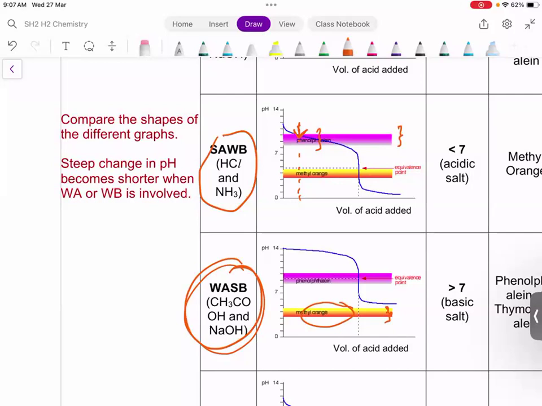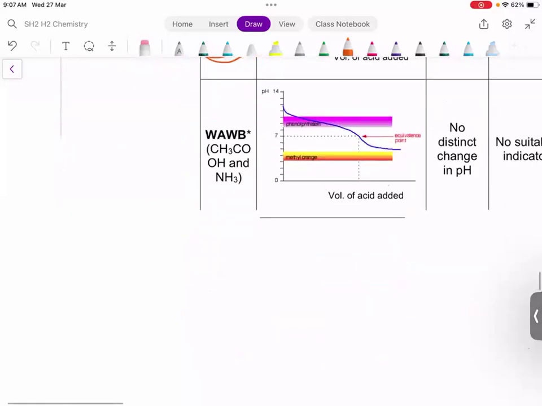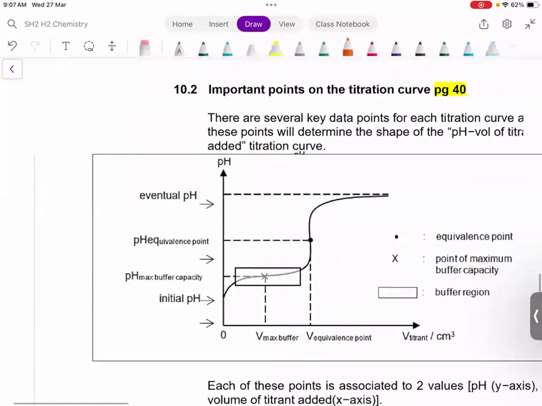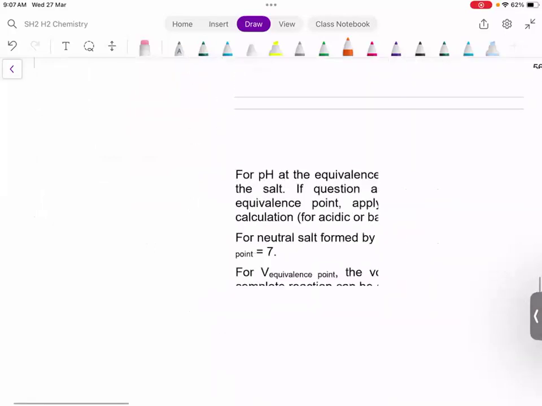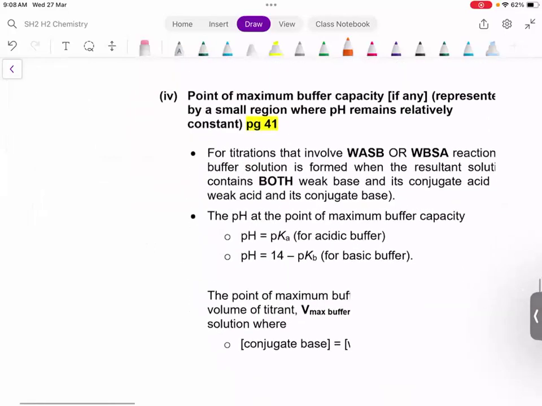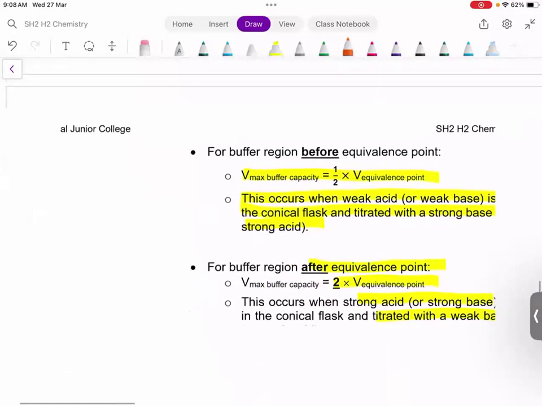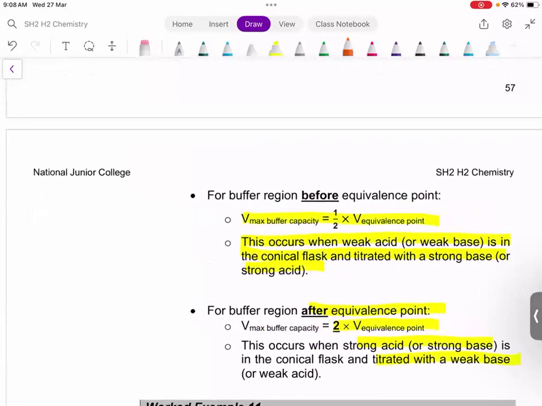Am I making sense? All right, so if I make sense to you, then the next part is all what you have done so far in your group discussion. So you can read on your own. I just want to emphasize this part. For the buffer region before equivalence point, it will be half the volume. And what is the pattern? The pattern is whenever you have the weak acid or weak base in the conical flask, then it will occur at half V. Okay, this is the pattern.